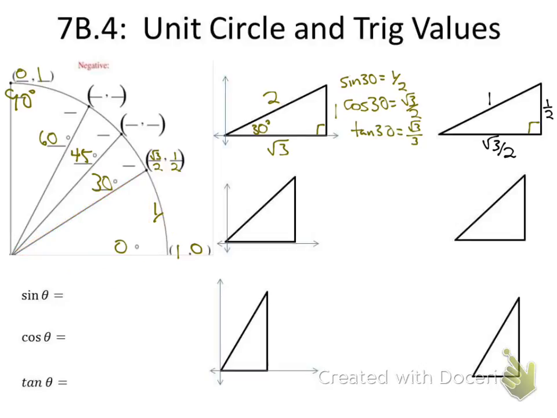Okay, 45, 45, 90. I have 1, 1, and root 2. If I went through and wrote them, I'd have sine of 45 and cosine of 45. They would both be 1 over root 2, which is root 2 over 2. And cosine, same thing. Tangent is what? Tangent is 1.